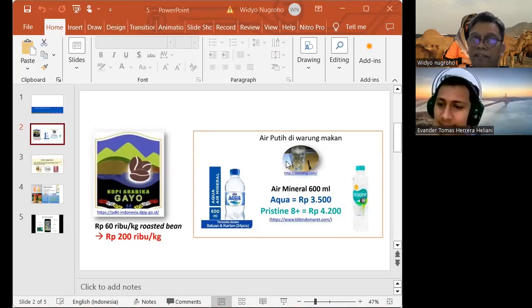Both have the same amount of water, 600 milliliters. But if it has a brand like Aqua, for instance, then it is no longer free. It costs 3,500 rupiah. Or if it's branded Prestige, it costs 4,200 rupiah.